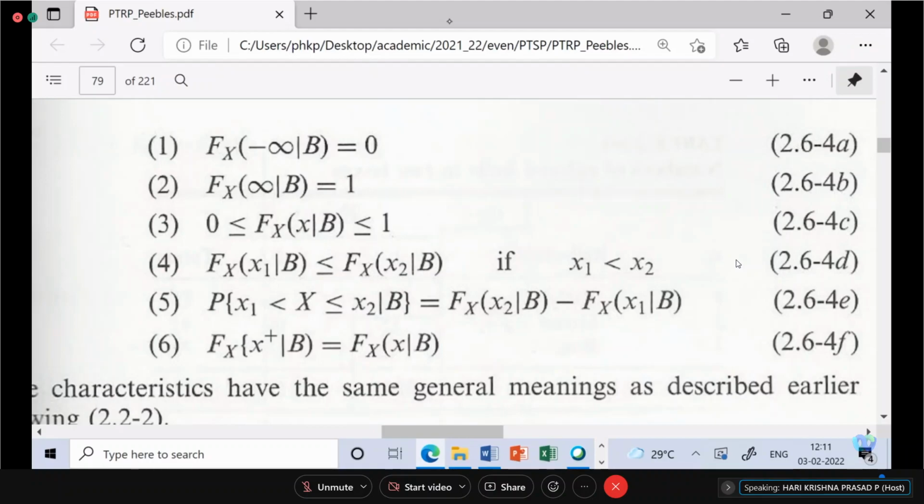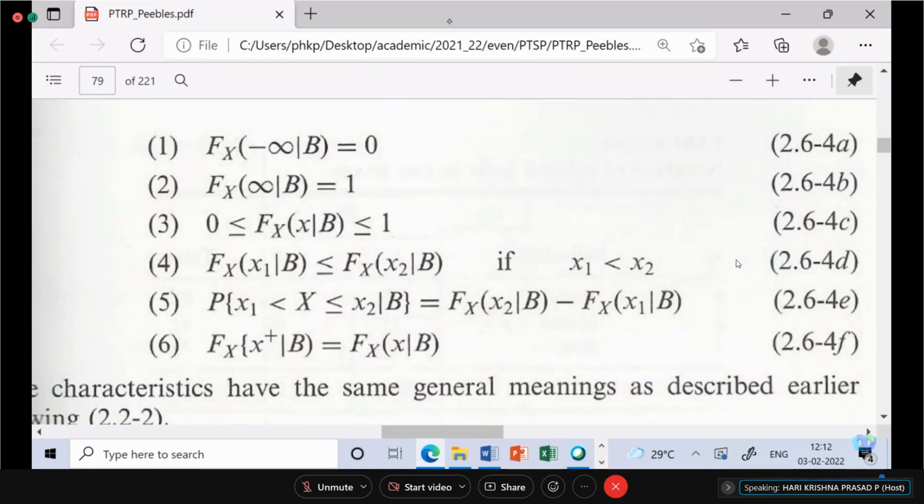So in the earlier discussion, what we told, Fx of minus infinity is 0. What is the meaning of that? We are considering a value for the random variable x that is less than the smallest possible value taken by the variable. It is 0. So with the conditioning event also, that is not getting affected. When it comes to the second property, what is the meaning of Fx of infinity given B? We are considering all values of the random variable, in which case the conditioning event is not influencing the value of the distribution function.